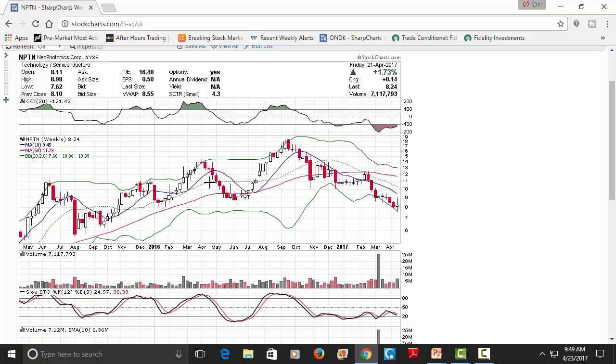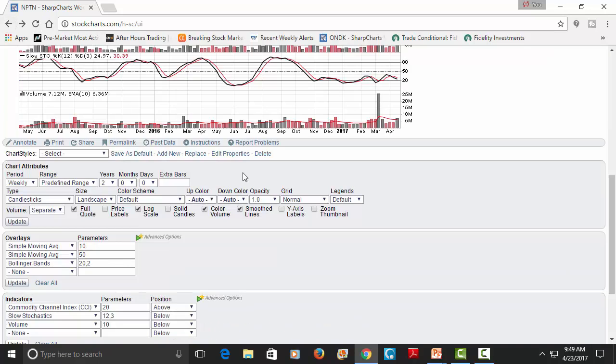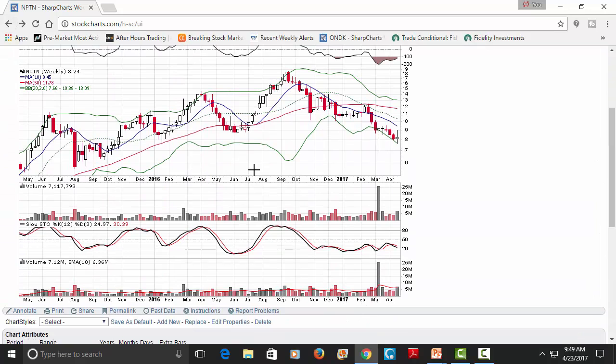Now this is a well-formed rounding bottom pattern on a weekly chart where you have a very clear rounding shape to it. And one of the great things about the setup was that it was within a longer-term uptrend. So we can go back to the beginning of 2016 and we can see we have a strong long-term uptrend in the stock leading into this pattern. And that's one of the things you want to look for with any of these patterns, a strong long-term uptrend leading into it. And that's what we had here in Neophotonics. And I believe that's one reason why it works so well.